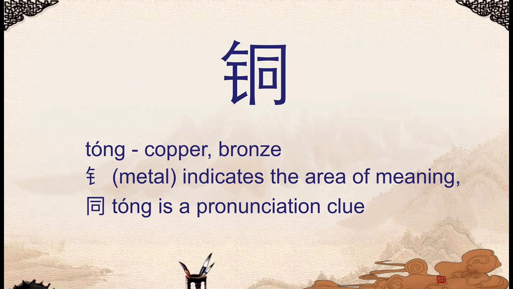Tong means copper or bronze. The left-hand side of this character means metal, jin. This indicates the area of meaning. And the right-hand side, tong, gives us a clue about the pronunciation. It's actually pronounced exactly the same way as this whole character.